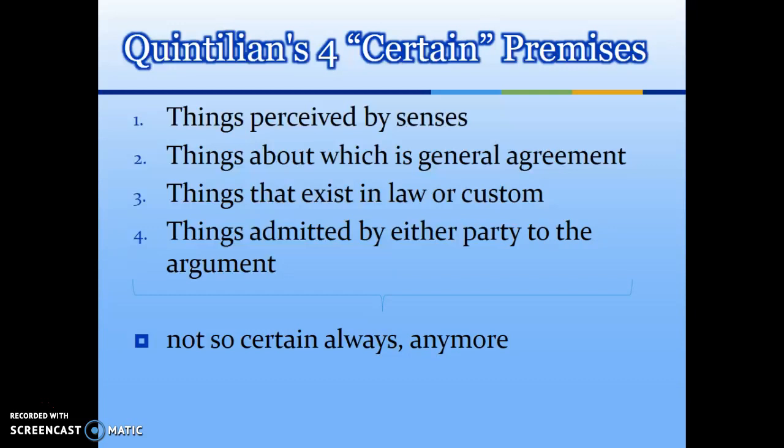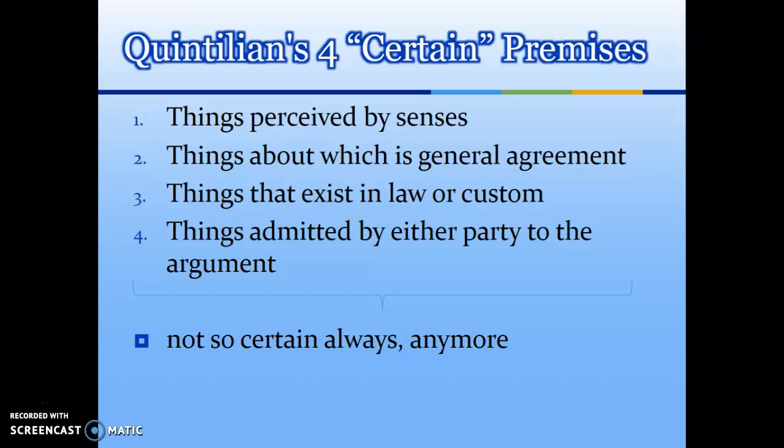Things that exist in law or custom, this is what we always do. Not necessarily understanding why we always do them, of course, but things that exist in law, this is the rule, the law of the land. This is a custom. This is what always happens on this particular event or this situation. We can call that certain. Right? Things admitted by either party to the argument, going through those stasis theory categories, right? If you can agree on conjecture, agree on degree, agree then maybe on quality, or start to argue there. If both sides of the issue agree that this is true and certain, you don't have to depend on probabilities for that. Those are certain premises.